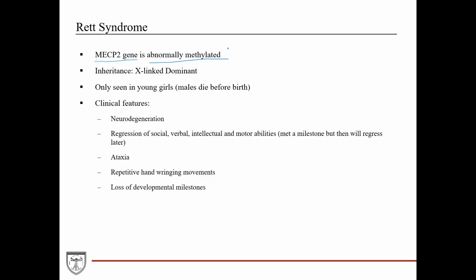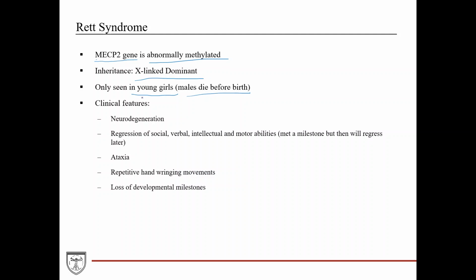The majority of cases of Rett syndrome are actually due to spontaneous mutations. However, the ones that are due to inheritance are inherited in an X-linked dominant fashion. So that's why we're talking about it in this lecture. You'll only see it in young girls because males usually die before birth or shortly after birth.